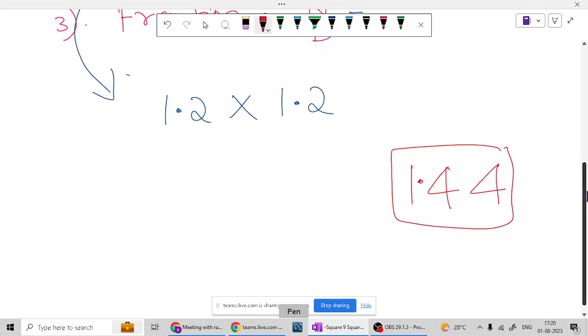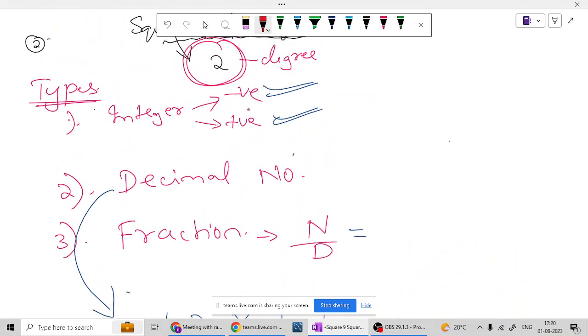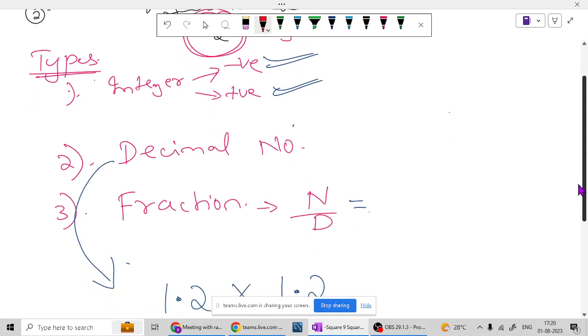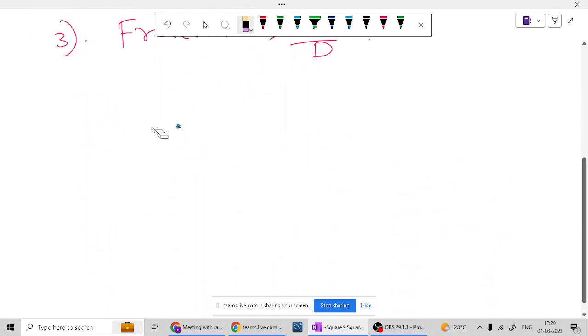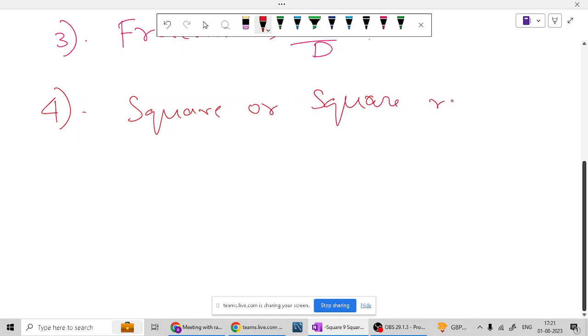Understood the concept of these 3? Integers, decimal numbers and fractions. Yes, sir. So basically you get only 3 types of numbers: integers, fractions and decimals. And one more point to remember, you can take it as the 4th point: square or square root.